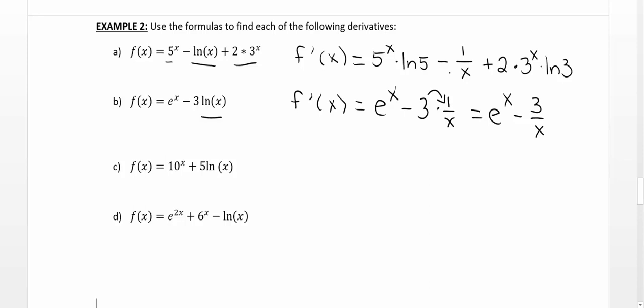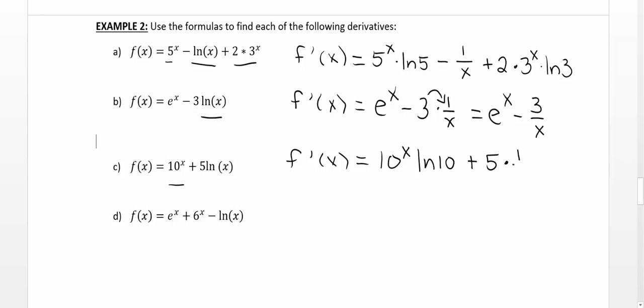Part C. So here again, we're going to go term by term. And we're going to start with this 10 to the x. The derivative of 10 to the x is going to be 10 to the x times the natural log of 10 plus, now here we have 5 times the natural log of x. So we're going to have 5 times the derivative of the natural log, which is 5 times 1 over x.